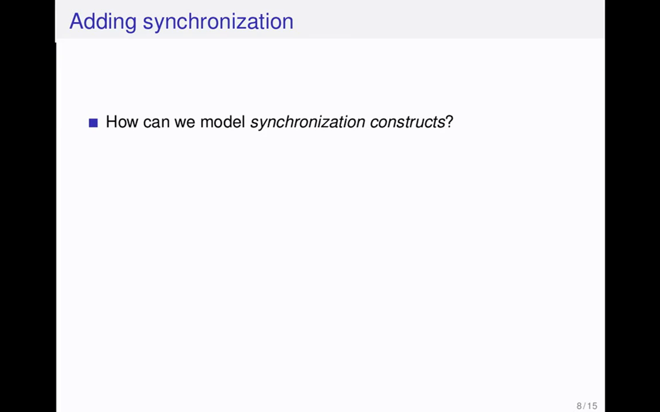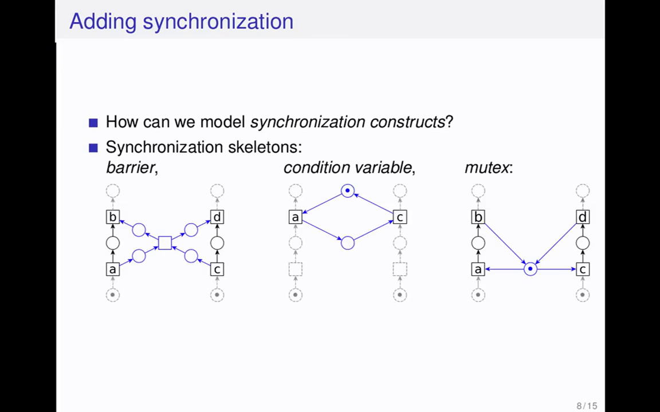Okay, so how can we model synchronization in these Petri net programs? One-safe Petri nets have a good way of doing this. In this paper we have three types of synchronization skeletons. On the left here is a barrier: events A and C, both of them, need to happen before B or D can happen. In the middle is a condition variable: A has to happen before C. And then a mutex: A through B inclusive cannot interleave with C through D inclusive. The goal of our synthesis approach is to generate these types of skeletons to avoid violations of those properties.